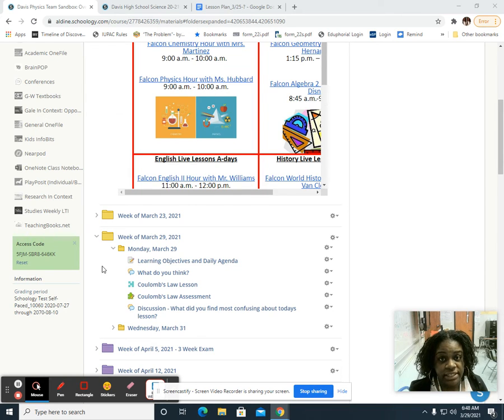Now, with today's lesson, I need you guys to find your best calculator because with Coulomb's Law, we do look at how the force changes when we have charges that are separated by a certain distance. So remember, the closer they are, the stronger the force. The further apart they are, the weaker the force. Keep that general statement in mind.